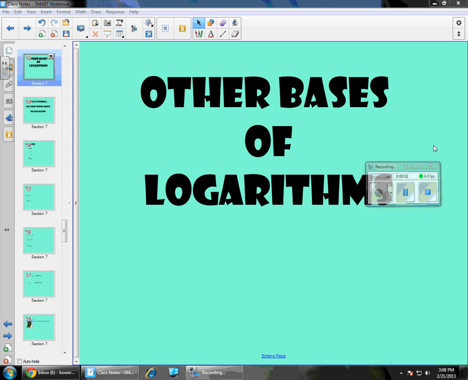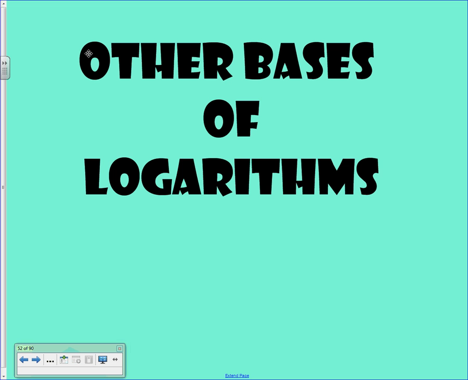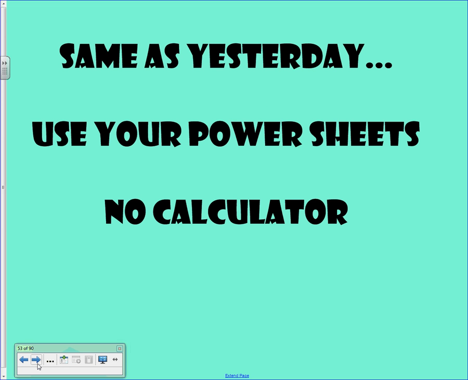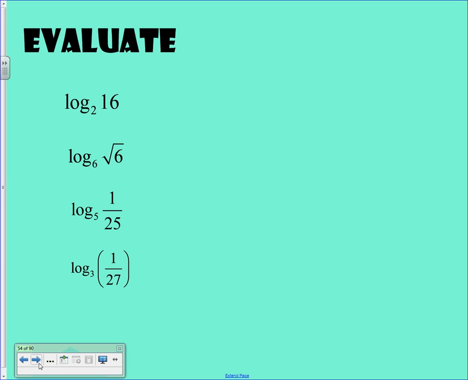Chapter 9, Section 7 is other properties, other bases of logarithms. So what we're going to do is the same thing as we did last section, only we're going to do every other base of log besides 10. If you have your power sheets handy, that's going to be really helpful because this is more no calculator stuff. So we're going to evaluate.